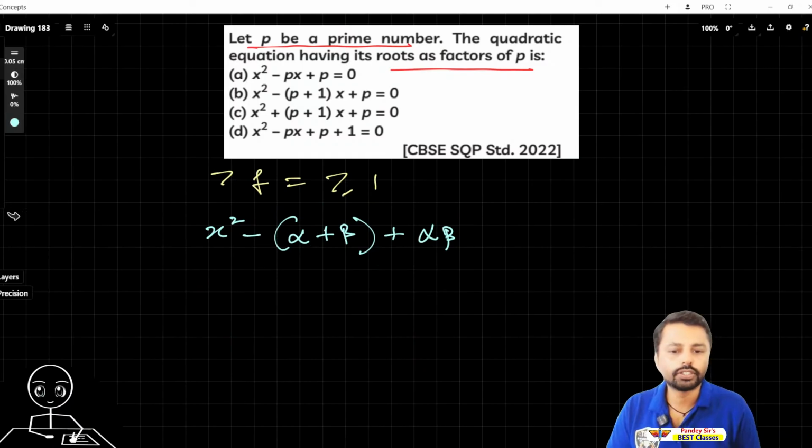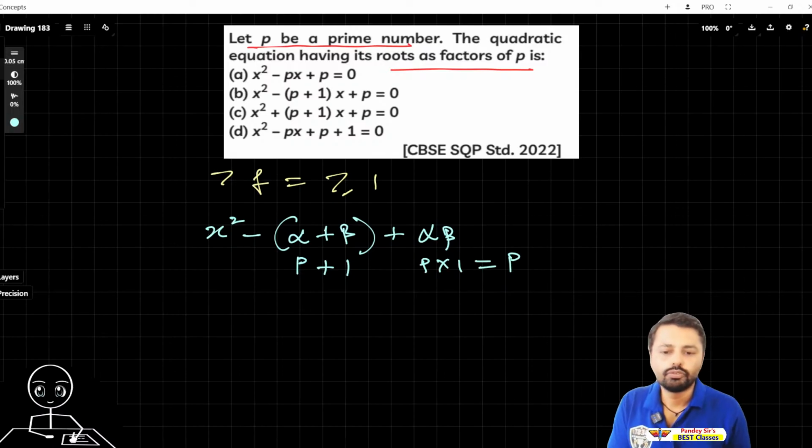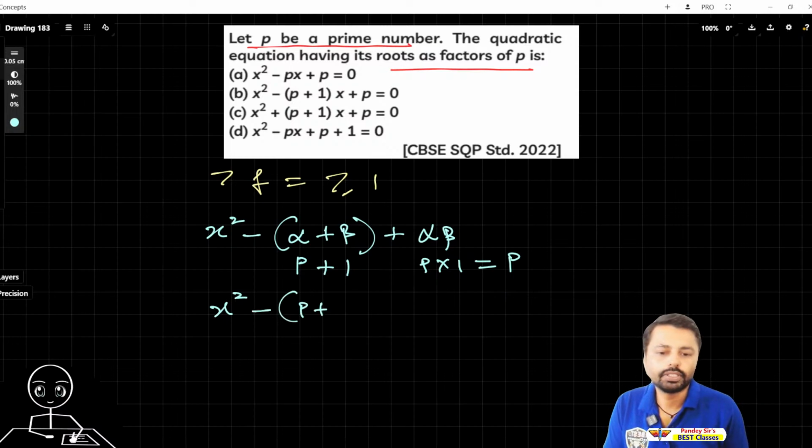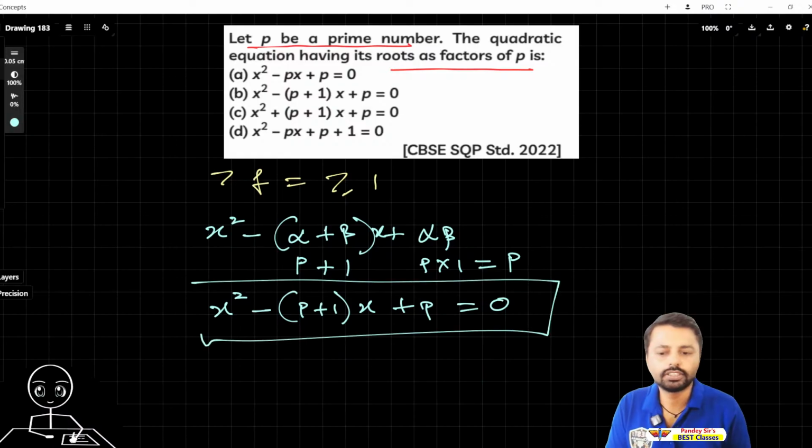Now alpha is one root, beta is another root. Here alpha can be p and beta can be 1, so alpha plus beta is p plus 1, and alpha beta is p into 1, which will give you p. Now we get the equation x square minus (p plus 1) x plus p equal to 0. Whichever answer is matching with this is the correct one.